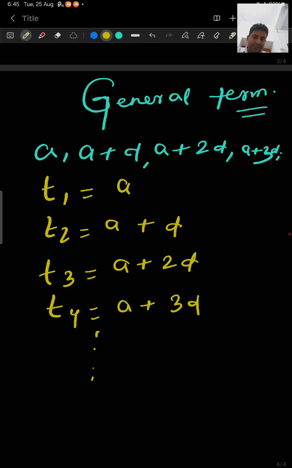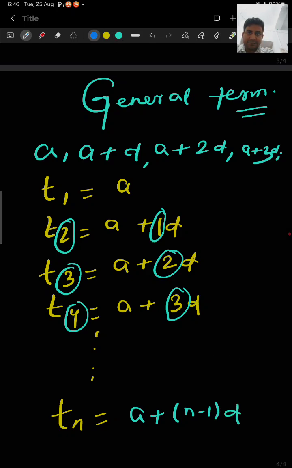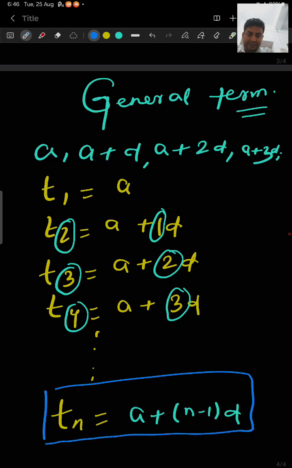Then here we can see that there is some pattern. You all are also seeing that when here it is 1, there is nothing in the d part. When here it is 2, there is 1, and when no number is multiplied with a variable, then this is 1. Here 3, here 2, here 4, here 3. When we take tn, then here will be n minus 1. Then we will get the formula for the general term.